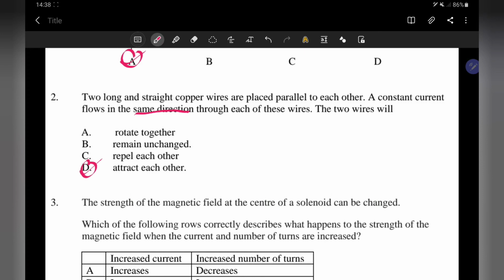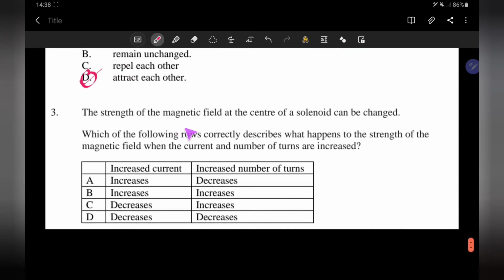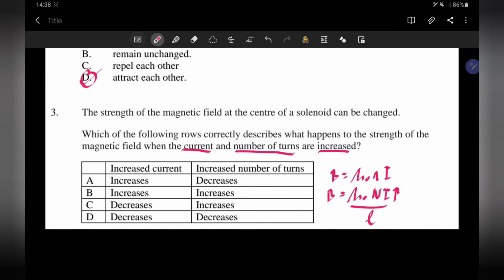Don't worry. And lastly, the strength of the magnetic field at the center of the solenoid can be changed. Which of the following rows correctly describes what happens to the strength of the magnetic field when the current and number of turns increase? The formula is B equals mu naught nI, or mu naught NI over L. By increasing the current, what happens to B? Of course, it increases. By increasing the number of turns, what happens to B? Also increases. So the answer should be increase and increase. So B is the best answer.